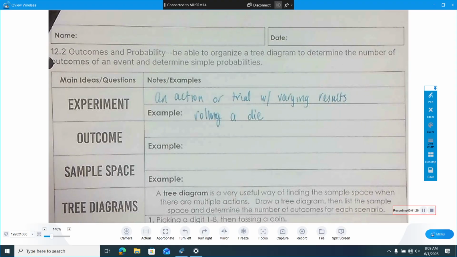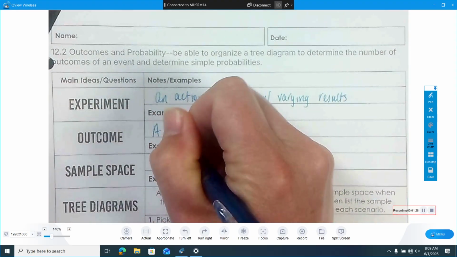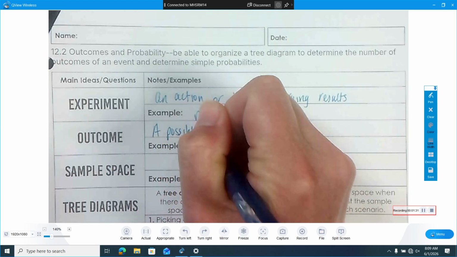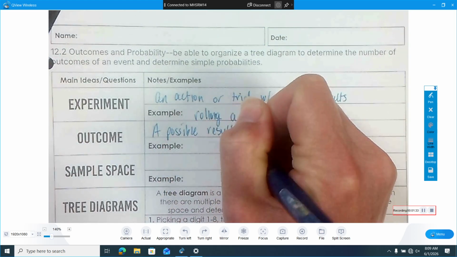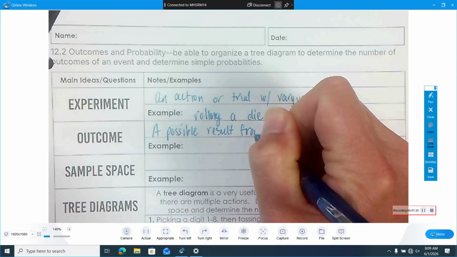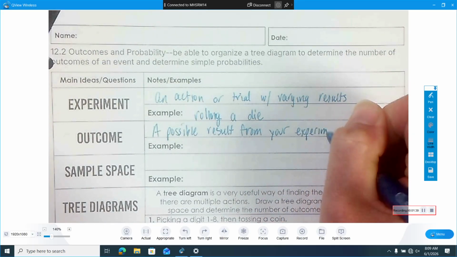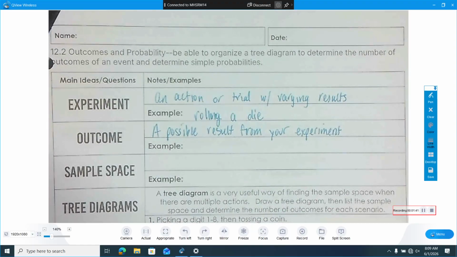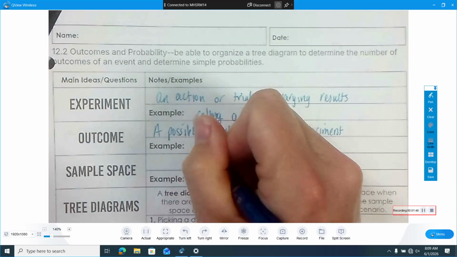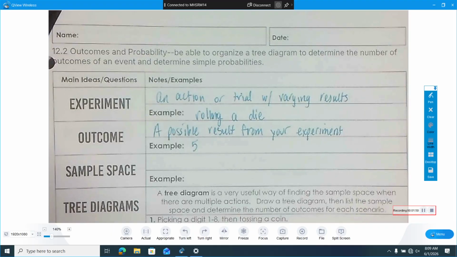And so an outcome is a possible result from your experiment. It is a possible outcome, a possible result. So if we roll a die, what's a possible result we could get? Rolling a 5, rolling a 2, rolling a 3. These are all possible outcomes, all right?